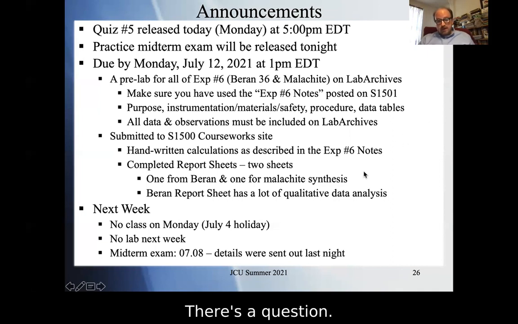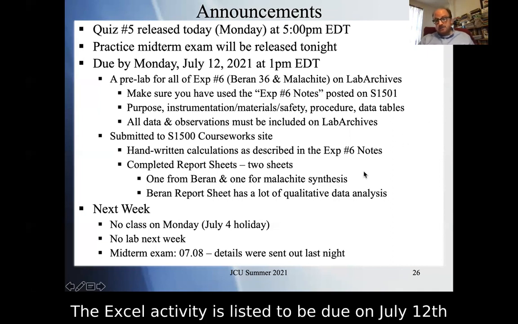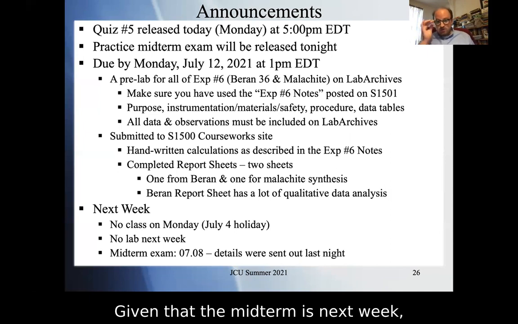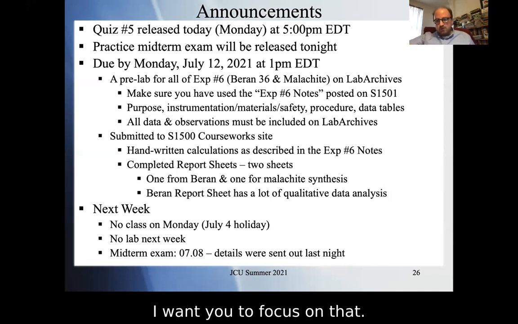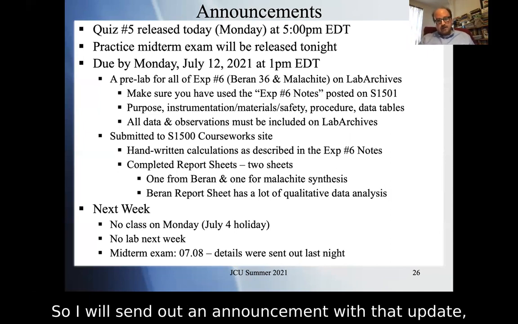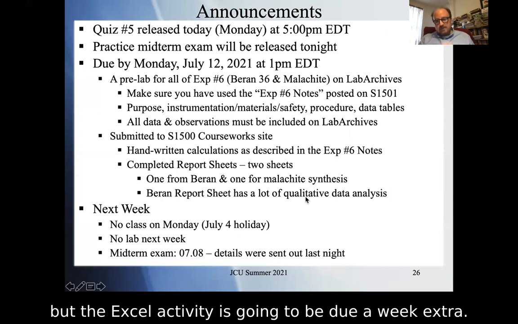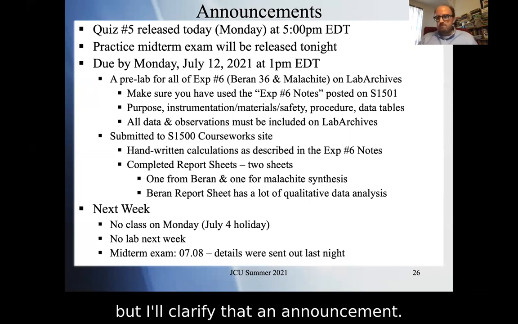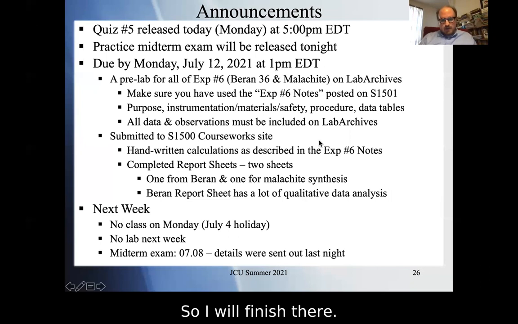There's a question. The Excel activity is listed to be due on July 12th, but I am going to postpone that a week. Given that the midterm is next week, I want you to focus on that. So I will send out an announcement with that update, but the Excel activity is going to be due a week extra. So it'll be due on the 19th instead of the 12th of July, but I'll clarify that in an announcement.